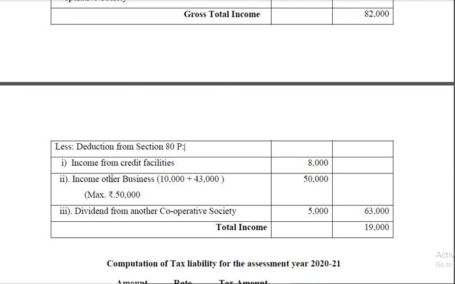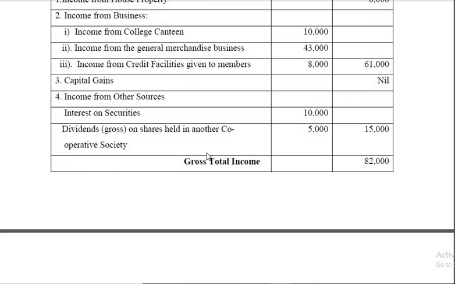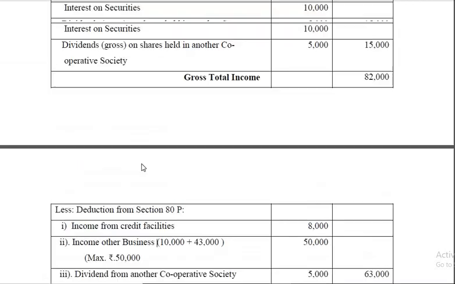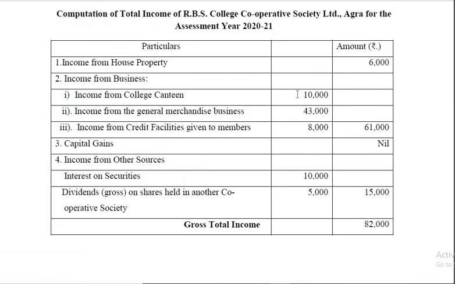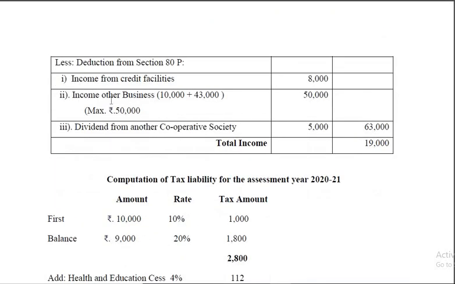Okay, first one, income from credit facilities. Here is the item, 8,000. Then income from other business, that includes income from college canteen and income from general merchandise business. So these are the 2 items that come under income from other business. But unless it is a consumer cooperative society, maximum deduction available is 50,000. So this 50,000 is deductible here.